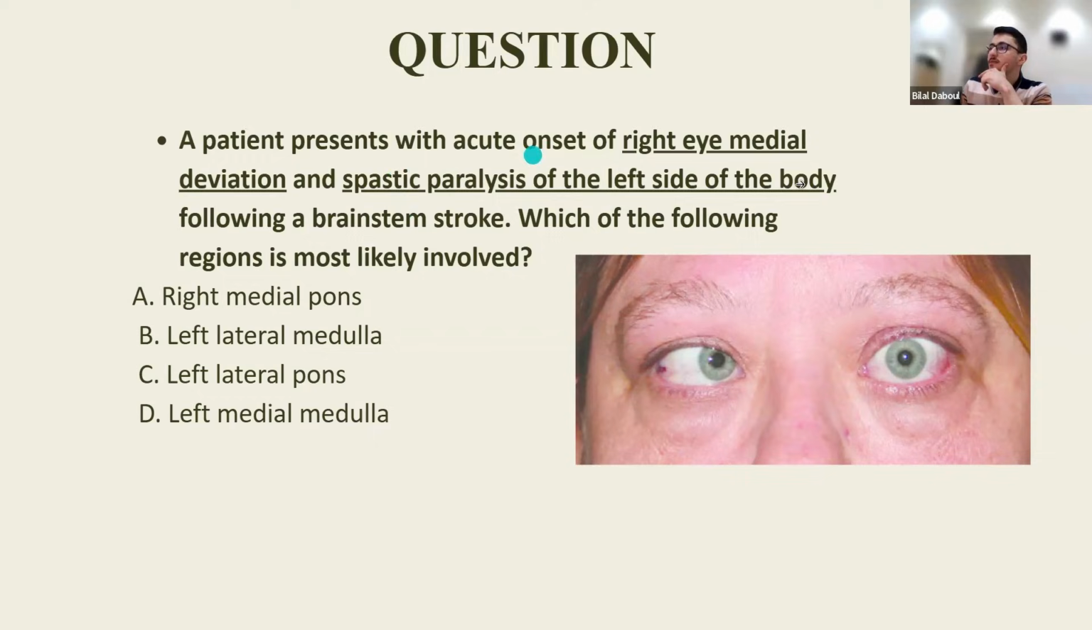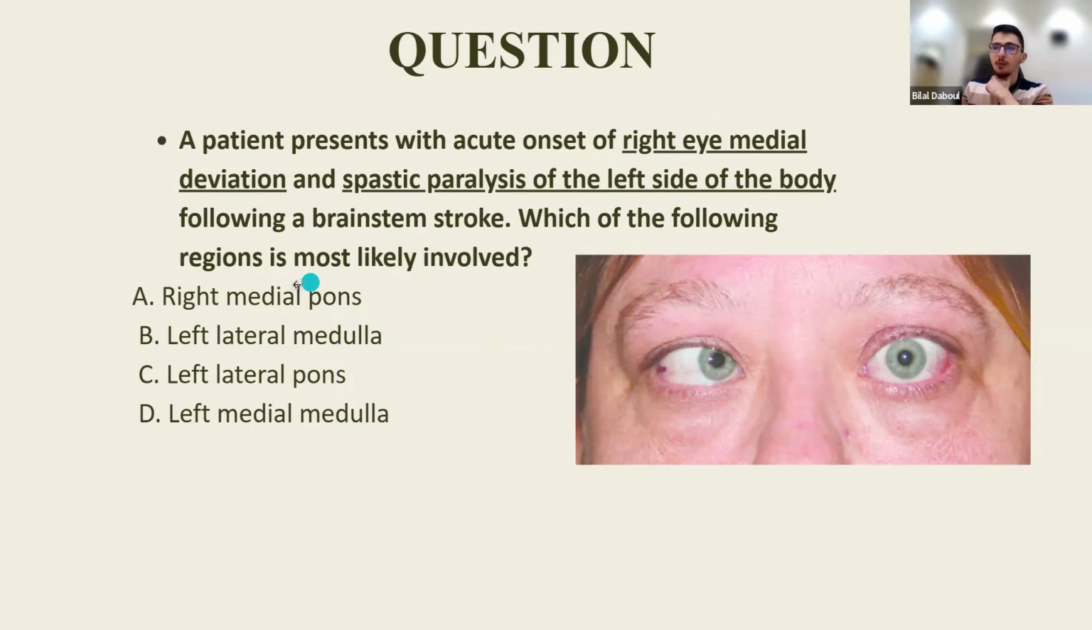And spastic paralysis of the left side of the body. Okay, so this is pertaining to the corticospinal tract. The clinical deficit will always be contralateral to the lesion, at the brainstem at least. Which of the following is the most likely involved? Okay, so we have the pons, medulla. Firstly, is it pons or medulla based on the cranial nerve, the sixth? Yeah, is the pons correct?